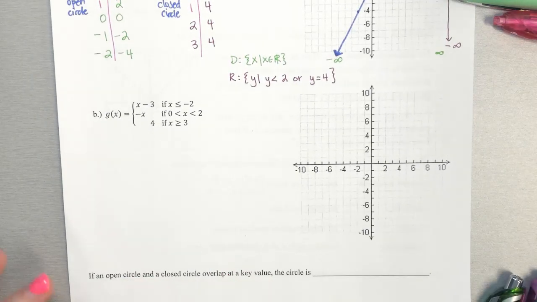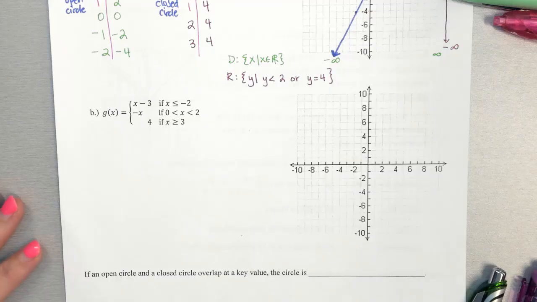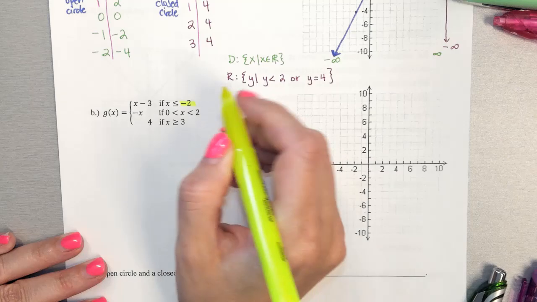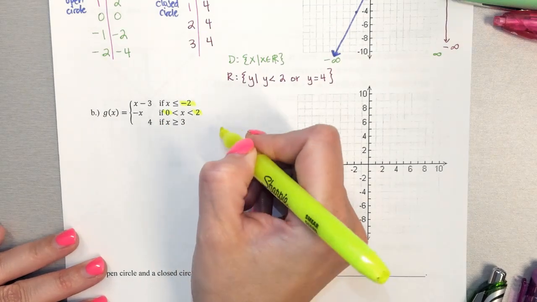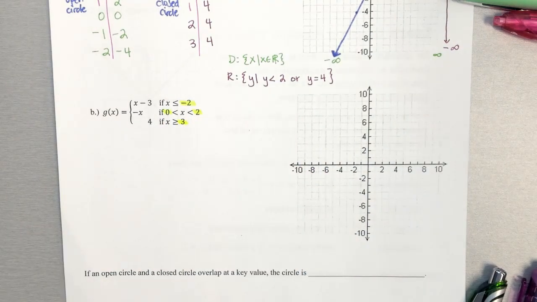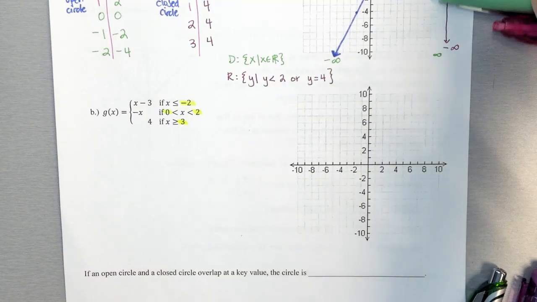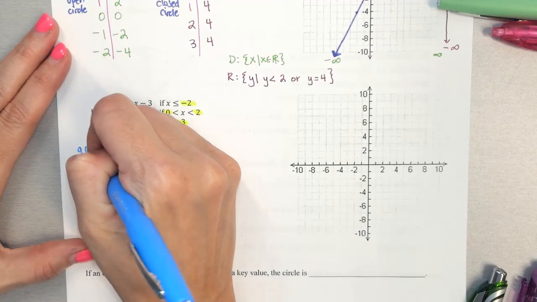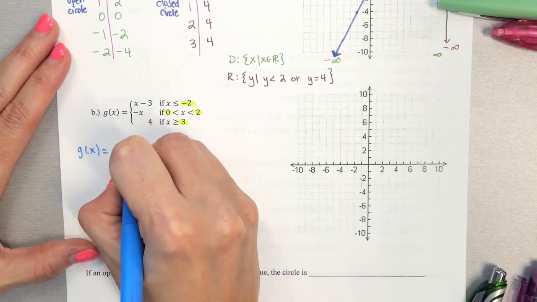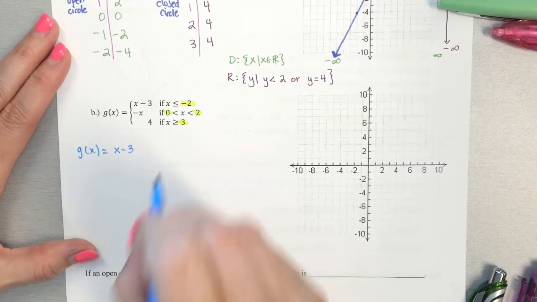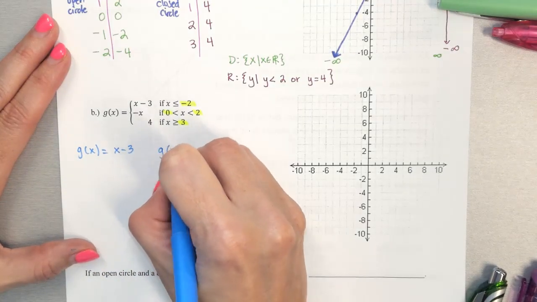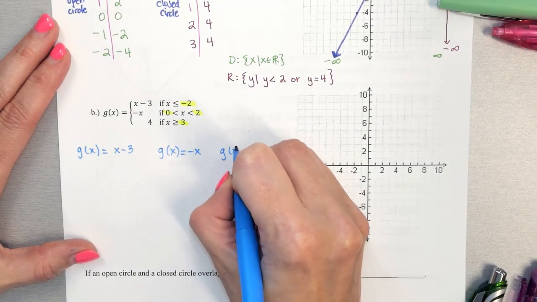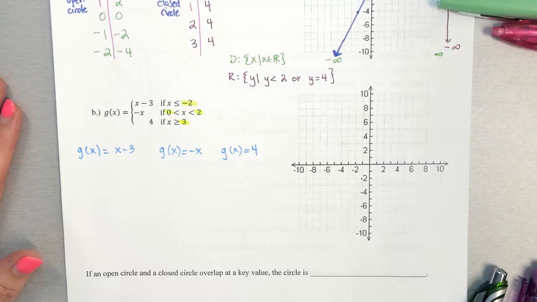All right, so for B, we are going to start by looking at these key points. So x is less than or equal to negative 2, it's between 0 and 2, or it's greater than 3. So remember, this is split up into 3 intervals. It's either g of x is x minus 3, g of x is equal to negative x, or you can have g of x is equal to 4.